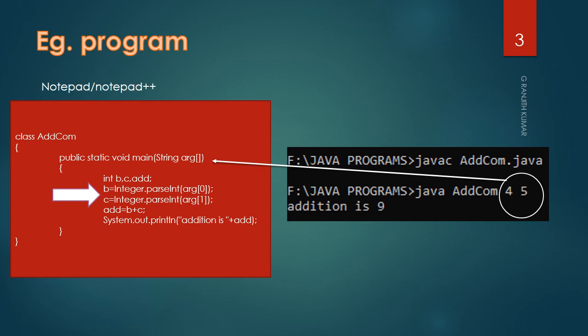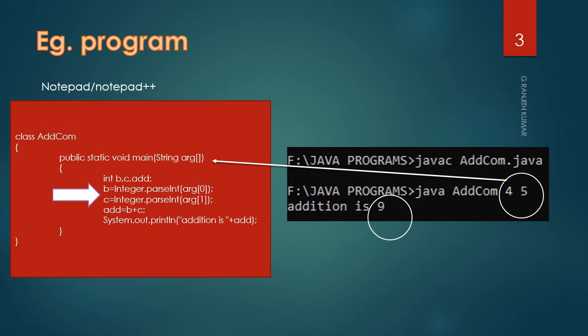So these objects must be converted into integer form, and these two statements do that. args of 0 is converted into integer representation and stored in the integer variable b. Similarly, the args of 1 object is converted into integer representation and stored in the integer variable c. After that, the addition of b and c is computed, and then the result is printed on the console. So this is the result of this program for 4 and 5.